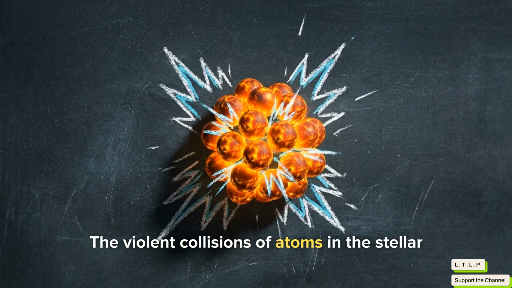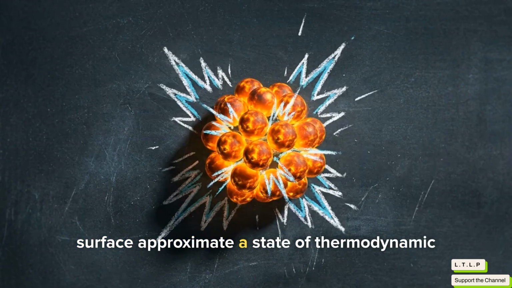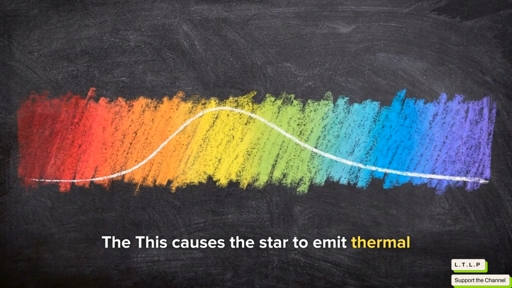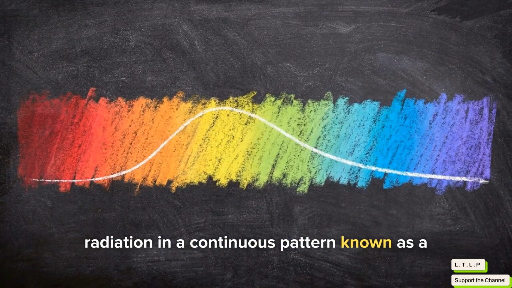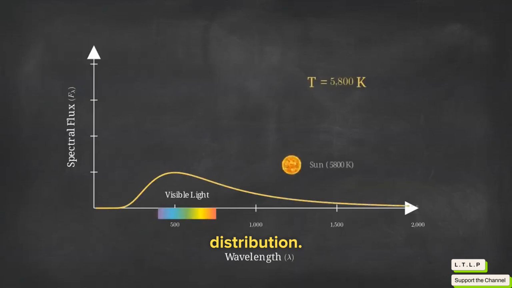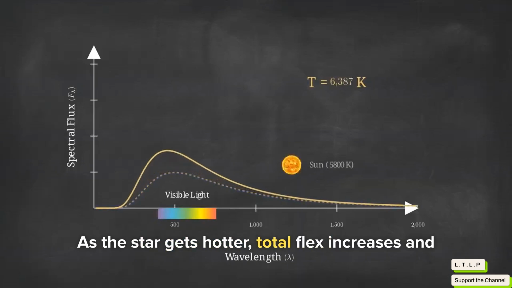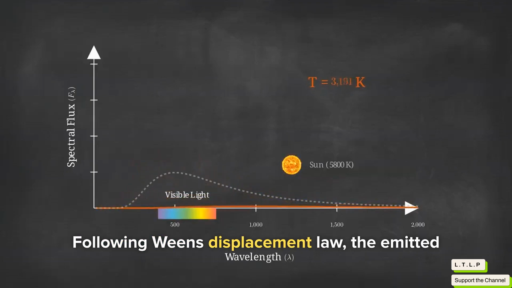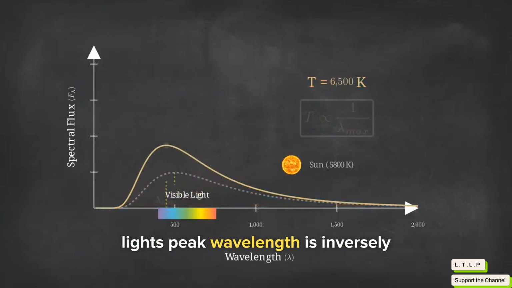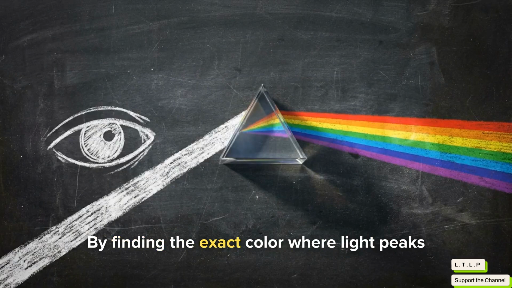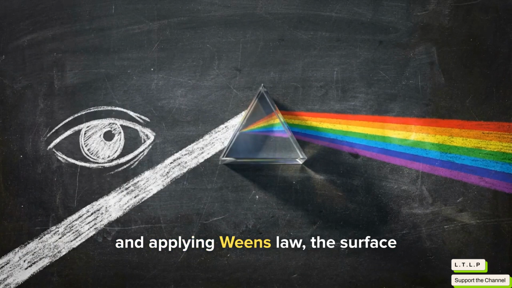Next, in step 3, we extract the star's surface temperature by analyzing its observed color. The violent collisions of atoms in the stellar surface approximate a state of thermodynamic equilibrium. This causes the star to emit thermal radiation in a continuous pattern known as a black body spectrum. This chart shows the spectral energy distribution. As the star gets hotter, total flux increases and the curve shifts. Following Wien's displacement law, the emitted light's peak wavelength is inversely proportional to the surface temperature. By finding the exact color where light peaks and applying Wien's law, the surface temperature is identified.